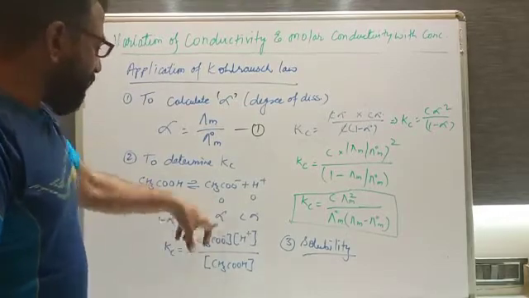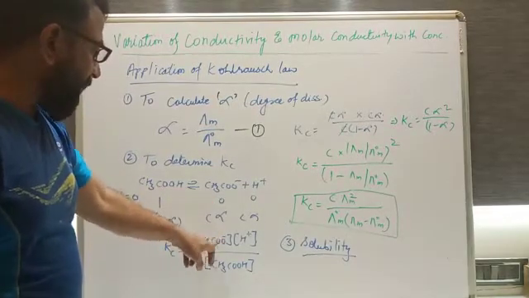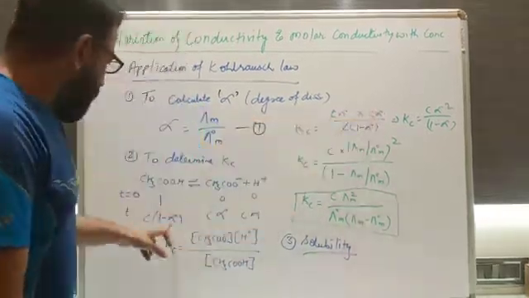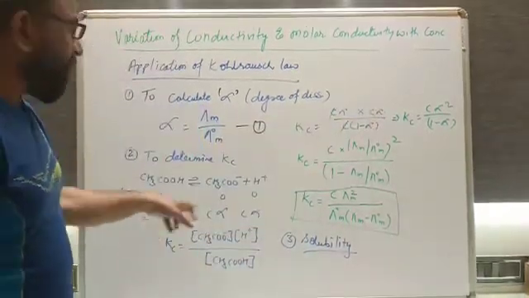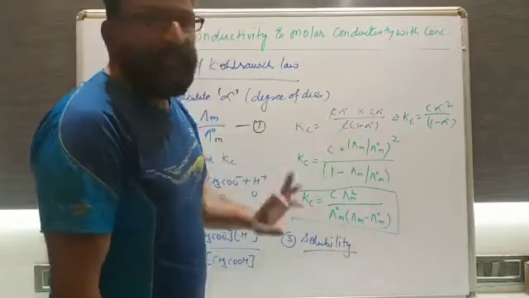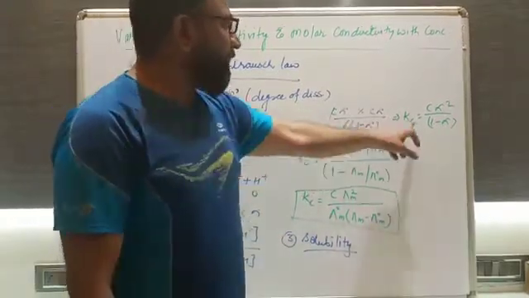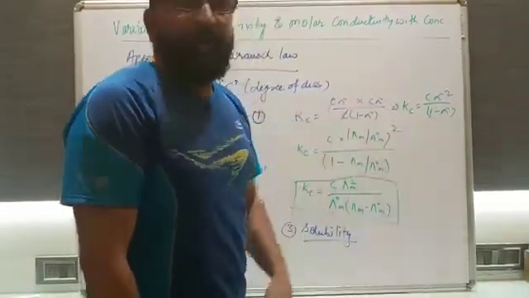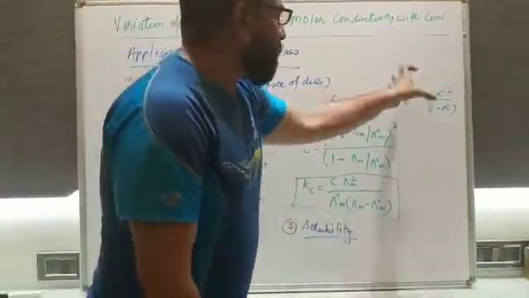Is it fine? So there is no need to describe it. We have to substitute all these values. Instead of CH3COO minus, C alpha. Instead of H plus, C alpha. Instead of CH3COOH, C into 1 minus alpha. Okay, the C is cancelled. Then what is the final formula? Kc is equal to C alpha square divided by 1 minus alpha. Is it clear? So this was the part.